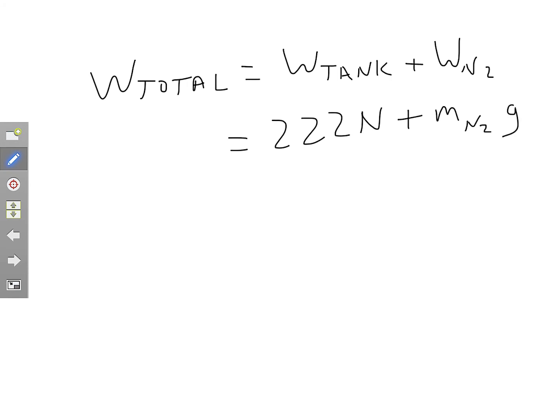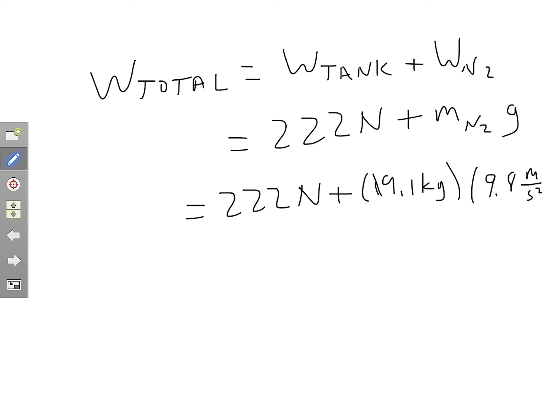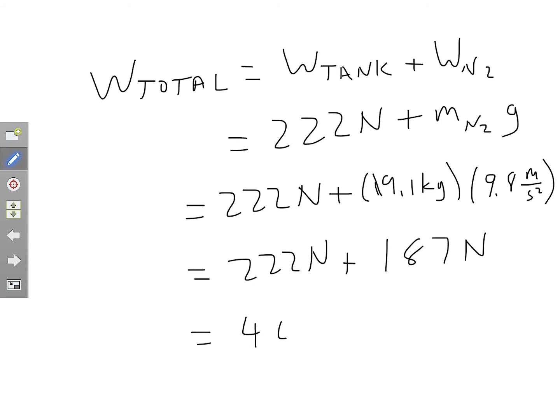And we know that the weight of the nitrogen is just the mass of the nitrogen times the acceleration of gravity. So this is going to be, I'm going to give myself a little bit more room here, plus 19.1 kilograms, sorry for the mess there, times 9.8 meters per second squared. This turns out to be 187 newtons plus 222 newtons. And what we're left with is 409 newtons for the total. What's interesting is at that pressure, the weight of the gas in the tank is almost equal to the actual weight of the tank.